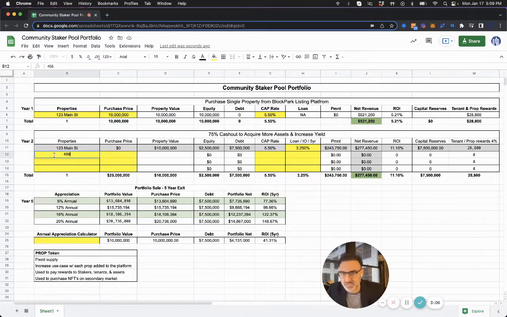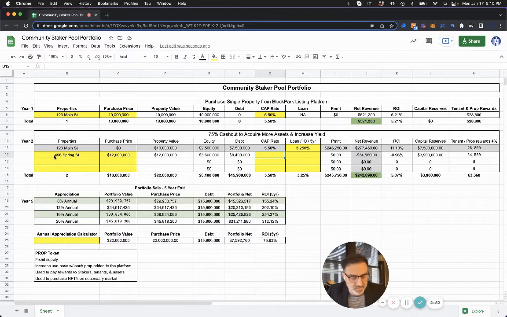So let's say 456, let's call it Spring Street. So with that, let's call it $12 million and property value $12 million. And let's do this one as 5% cap rate. Loan amount 3.25%. And now we've only acquired two assets, but we've already surpassed our net revenue, and we still have $3.9 million to deploy.